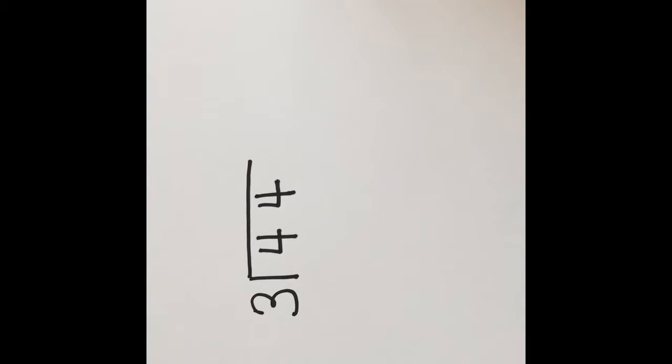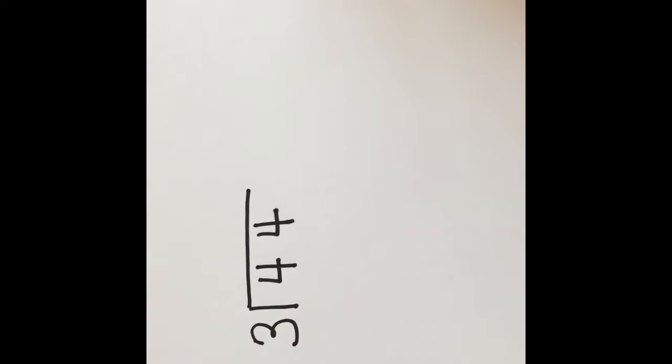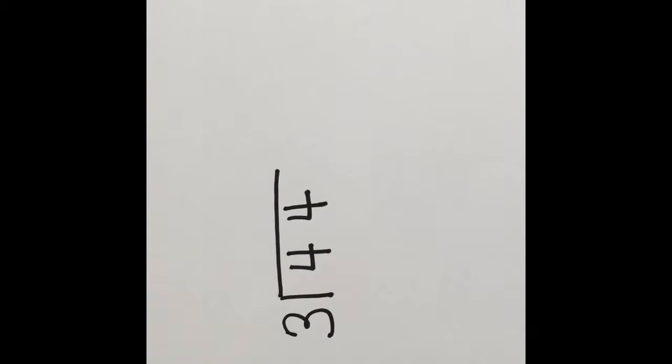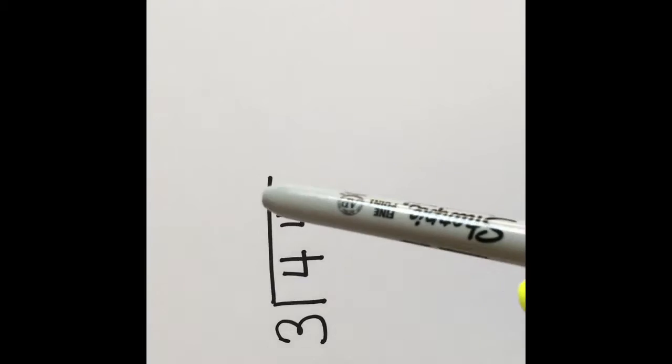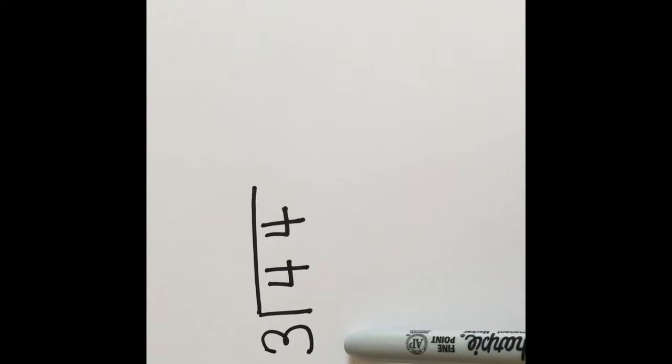First, we will start off with a 2-digit dividend and a 1-digit divisor. Learners must understand place value, be able to identify parts of a division problem, and skip count to fully grasp the concept. This equation is 44 divided by 3. 44 is the dividend and 3 is the divisor.